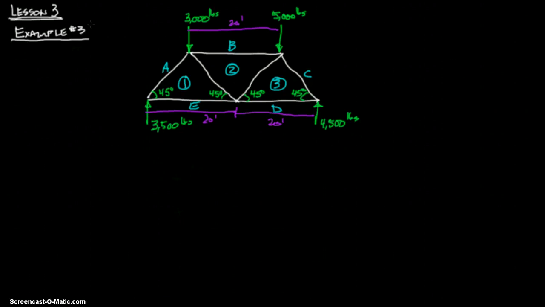Welcome to General Structures 2 and Lateral Forces, Lesson 3, Example number 3. It is asking us to graphically determine the forces in all the members of the truss in Example 1. So here is Example 1. What we've already done is figure out what the reactions are. So now we need to go back and figure out graphically how to solve this.